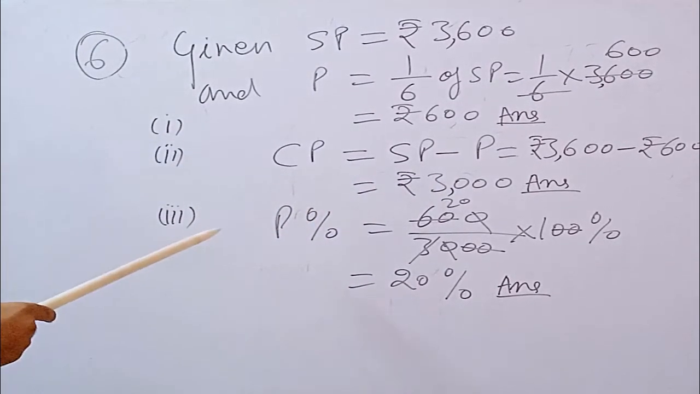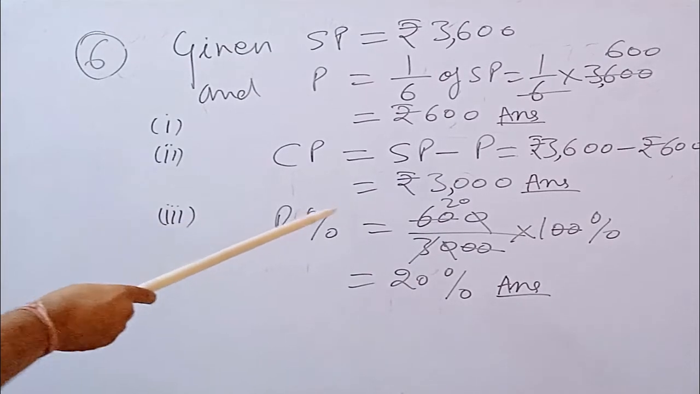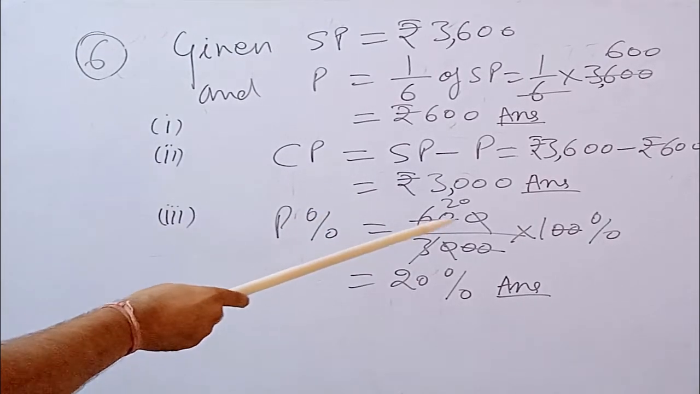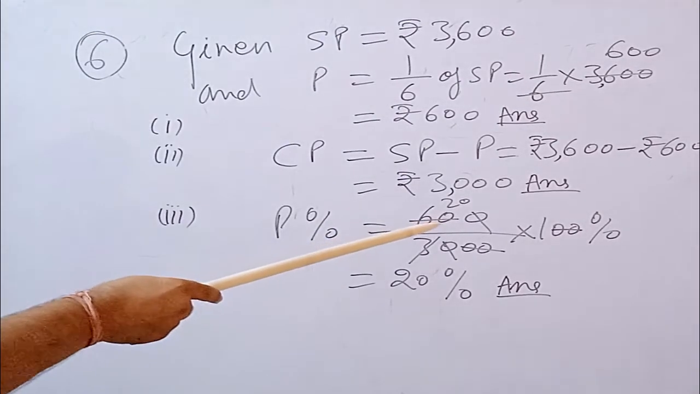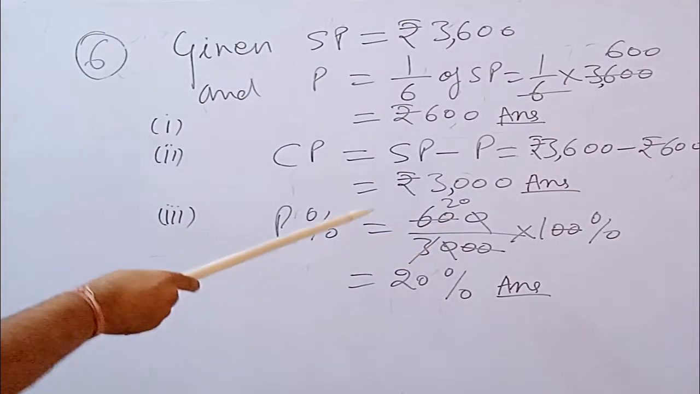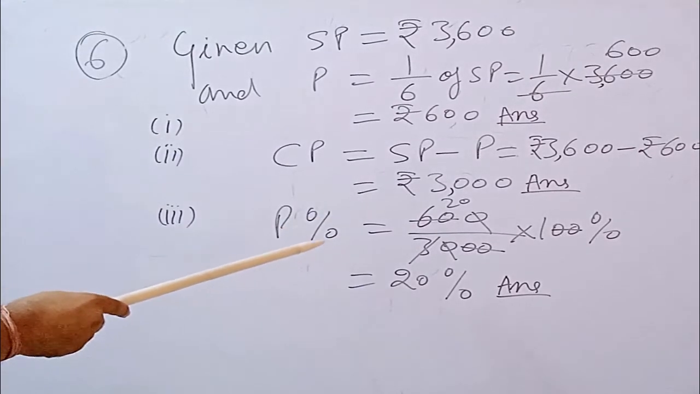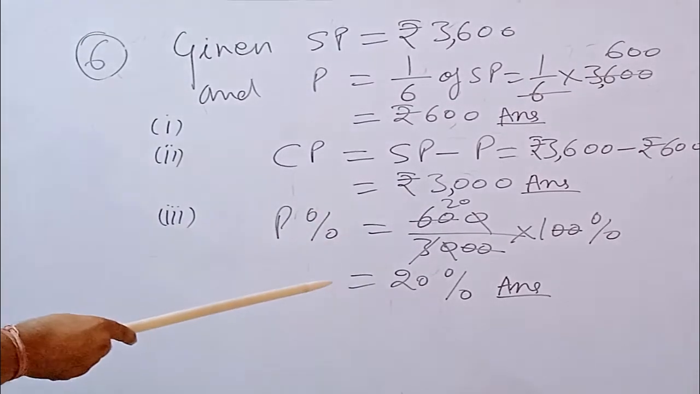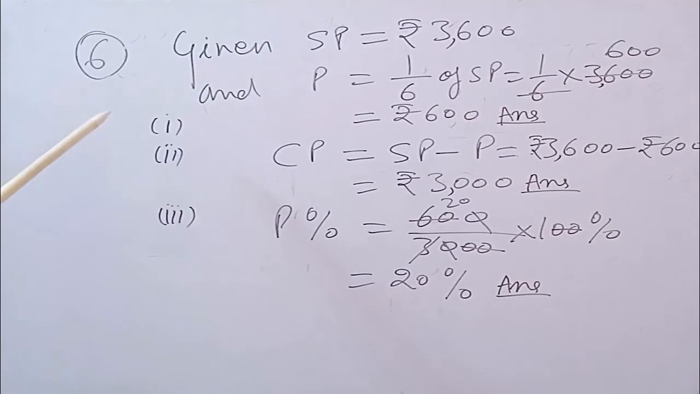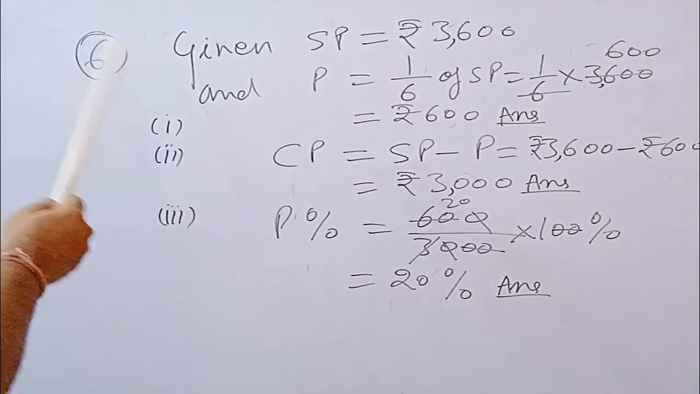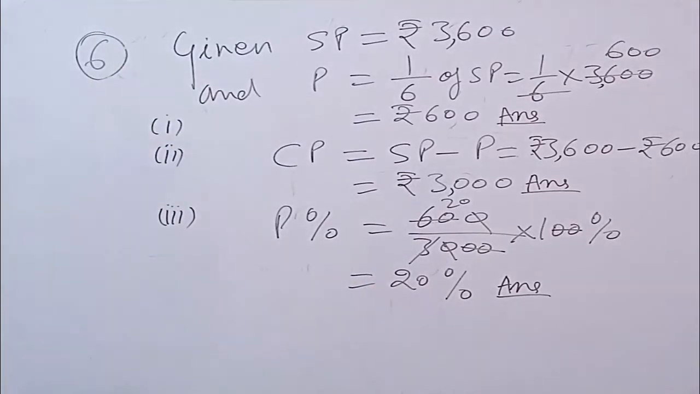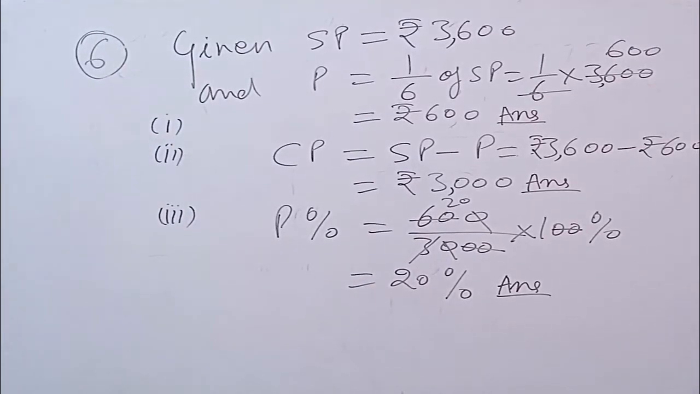So what is the third part? Profit percent. Profit percent is the profit upon the cost price into 100%. So that is 600 upon 3000. Cancelling 100 with 20 by 20, and 10 by 10 of 600, we get 3 into 6, 20, that will be 20%. So with the help of these formulas and this method, we can do the sum of this question number 6.